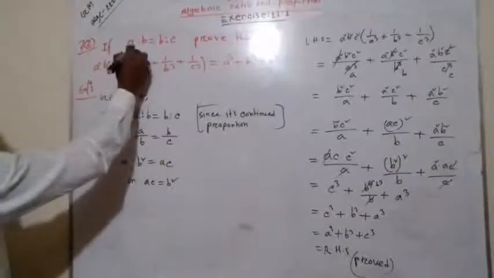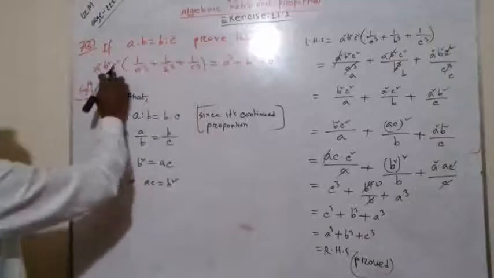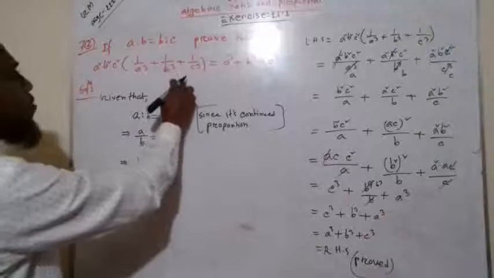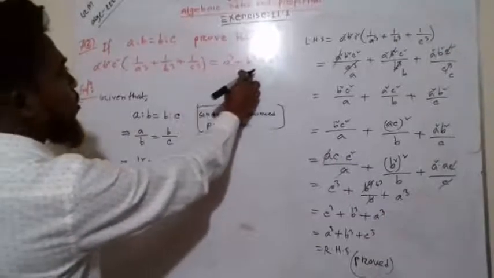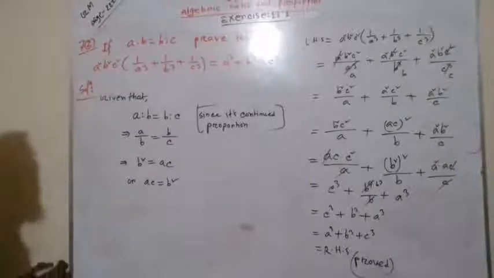If a is to b equal to b is to c, prove that a²b²c²(1/a³ + 1/b³ + 1/c³) = a³ + b³ + c³. So let's start our solution.